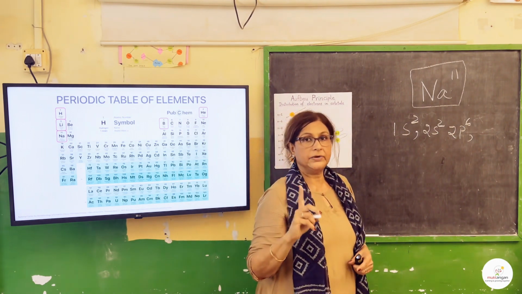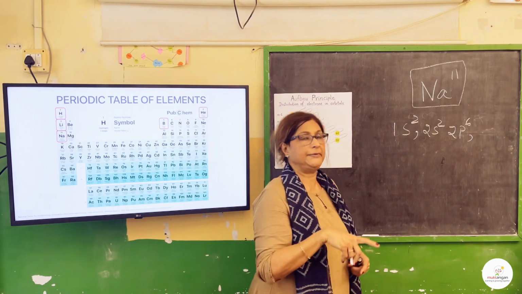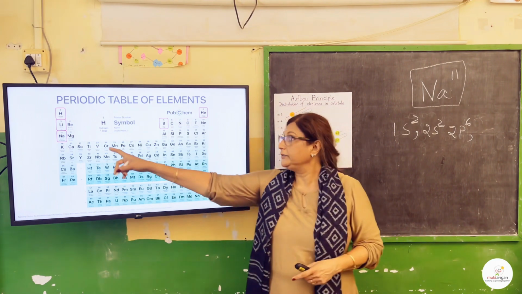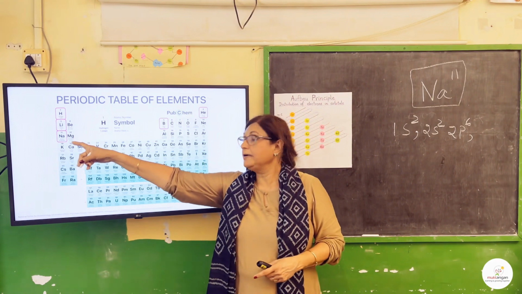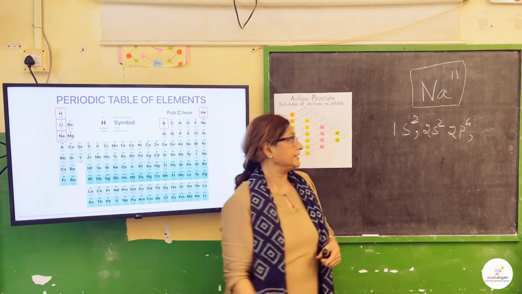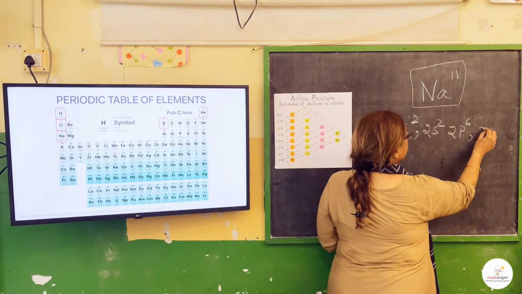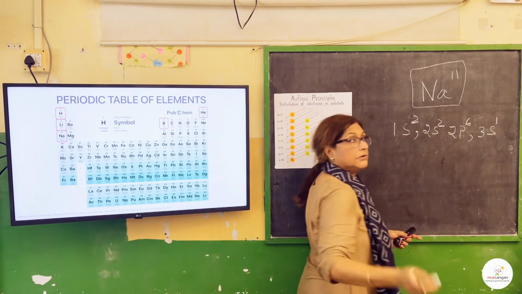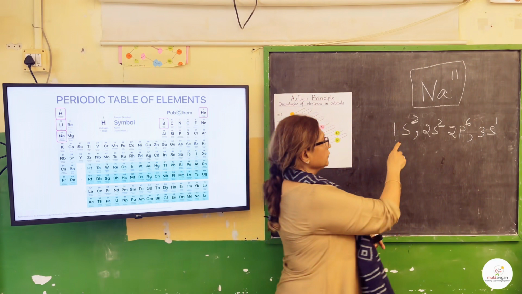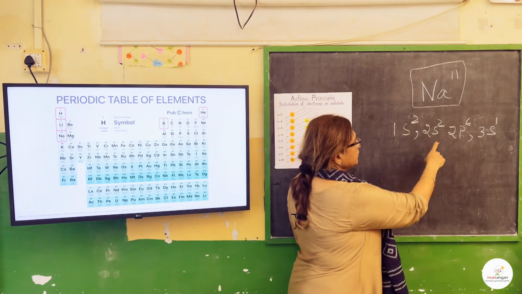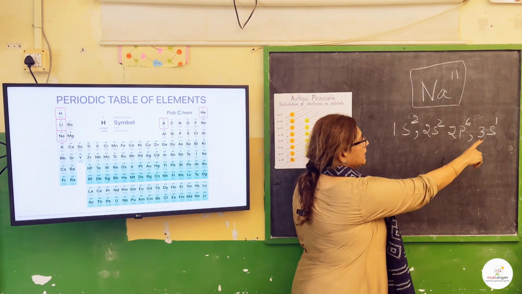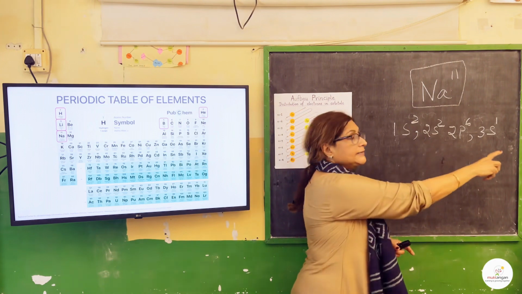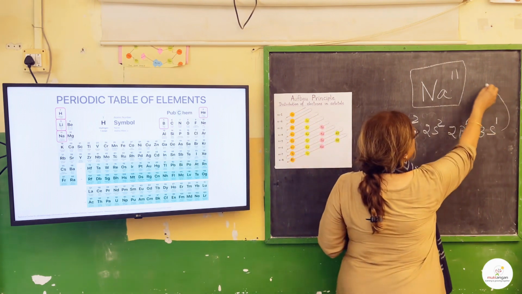The remaining electron is 1, which will go into the next period, which is period 3. Still the block remains the same, it's sub-level S. And how many electrons are left? 1. So it will be 3s1. So the electron configuration for sodium will be 1s2, 2s2, 2p6, 3s1. If you add all these numbers, it comes to the same as 11.